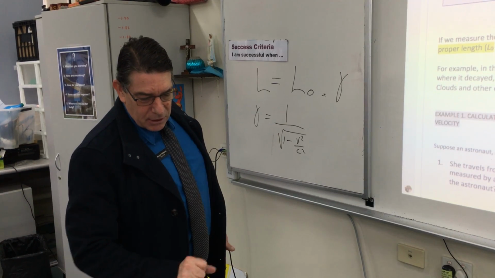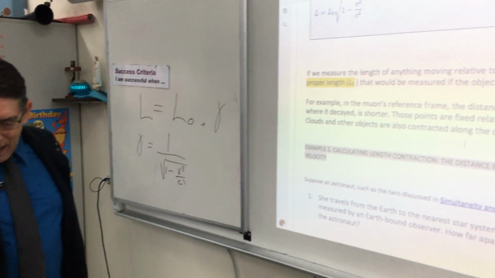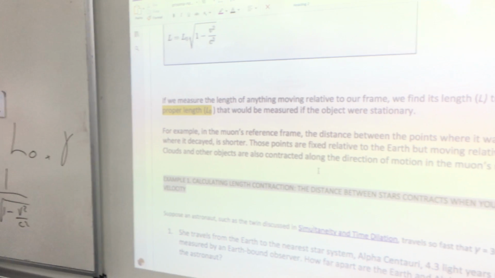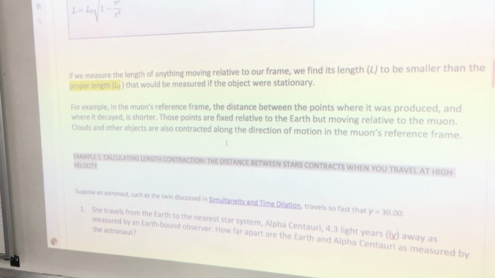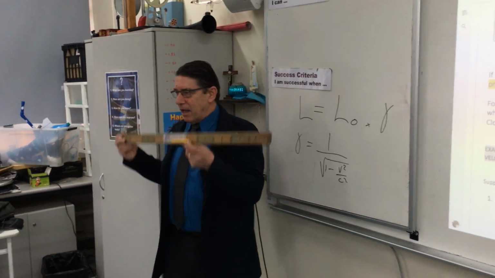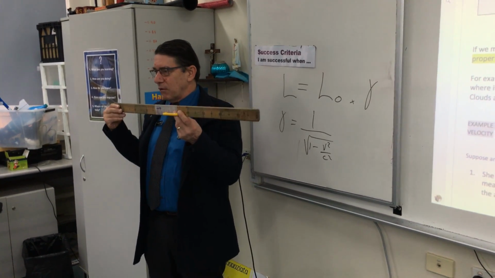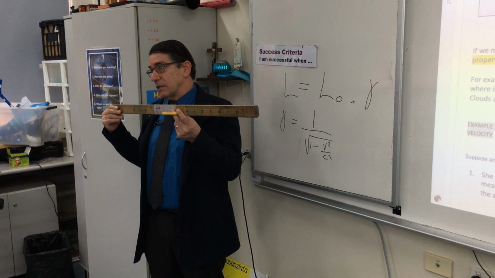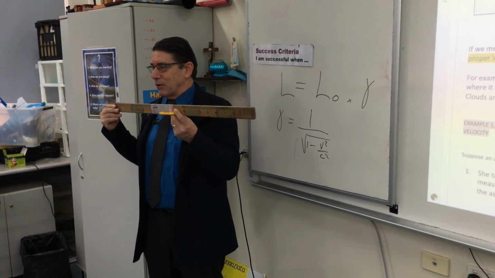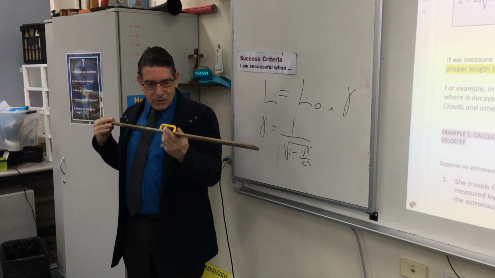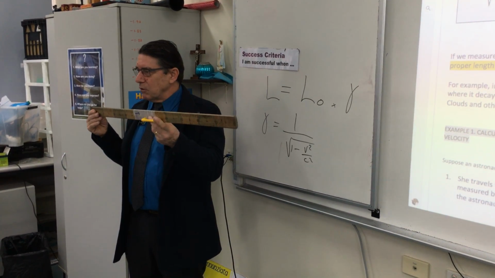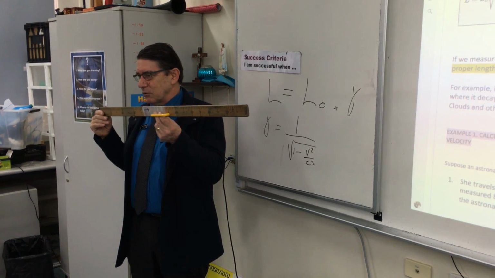So the next bit, if we measure the length of anything moving relative to our frame, we find its length to be smaller than what we consider to be the proper length. So I'll go back to my original example. I'm now sitting out in space, just off the Earth, not moving. I start to accelerate, ignore that bit. I'm now travelling at constant velocity, 0.95 the speed of light. This ruler, to me, hasn't changed, but to you will definitely be shorter, substantially shorter, right?